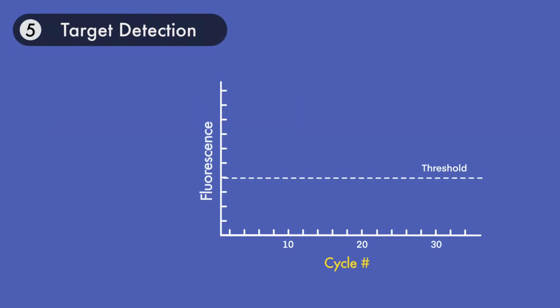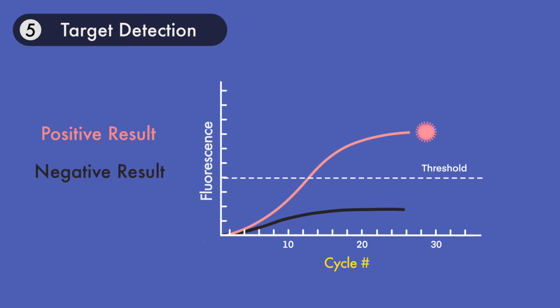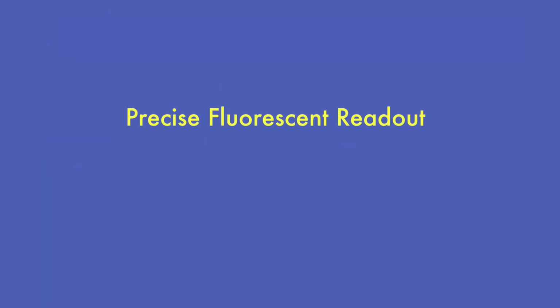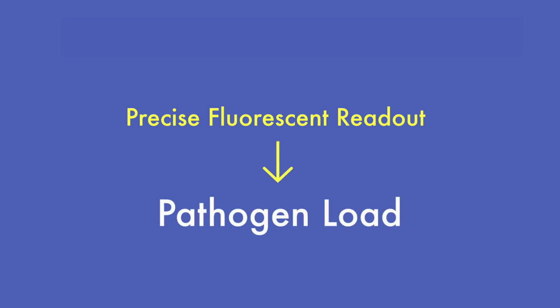Finally, the last step is the detection of the target. If the target sequence is present in the sample, fluorescence increases and eventually crosses a predefined threshold, indicating a positive result. If fluorescence remains flat, the test is negative. For positive samples, the precise fluorescent readout is key. It's how we estimate the amount of pathogen in the original sample, known as the pathogen load.